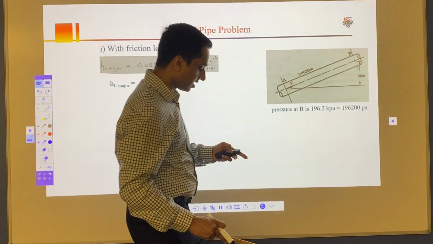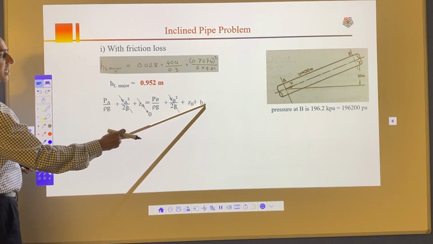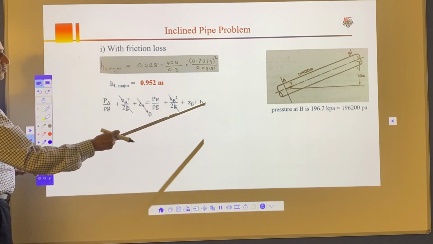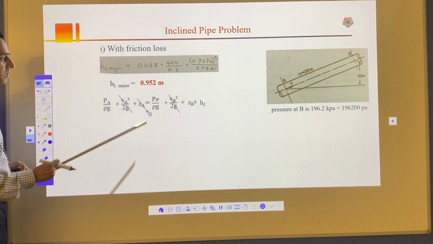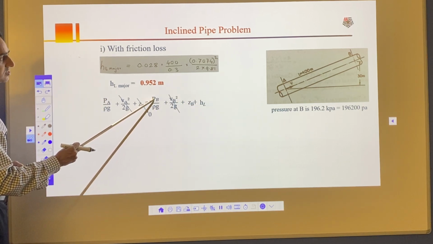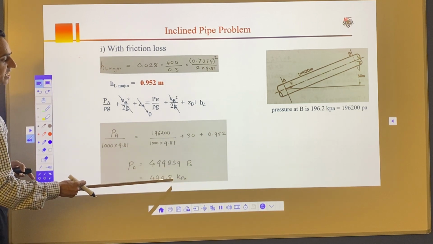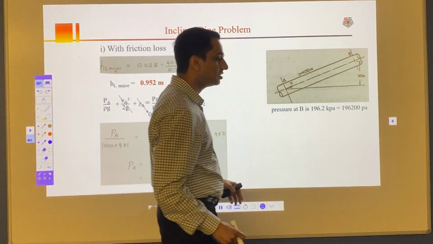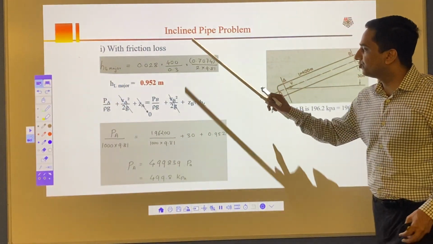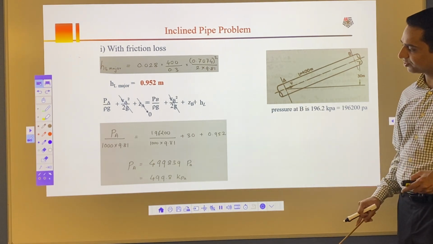That's the HL. Once you have HL, all you have to do is put the value of HL here and calculate PA. If you do that, 0.95 here, Z_B 30, PB is 196,200. You should get PA is around 499.8 kilopascal, or 500,000 pascals. So that's the number that you will get if you solve this problem for A. So if you got this number, you're good to go.